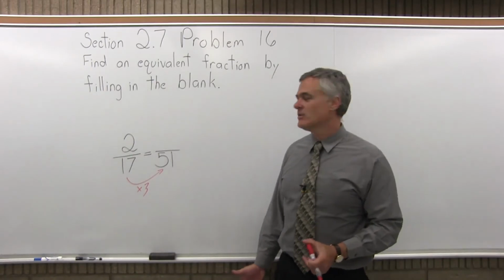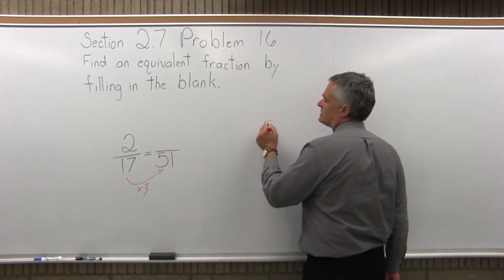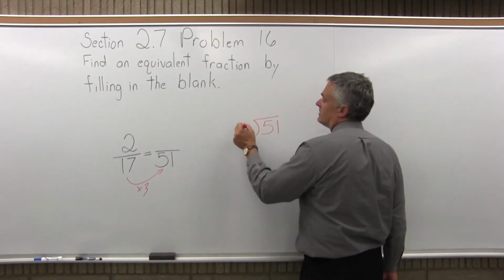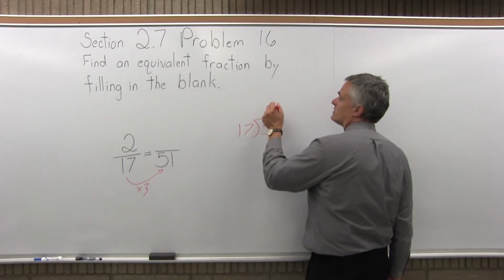Let's say you don't see that. Well, how did I know it's 3? What you can do is just go off to one side and just divide it. 51 divided by 17. And if you try a few different things, 3 is a good thing to try.